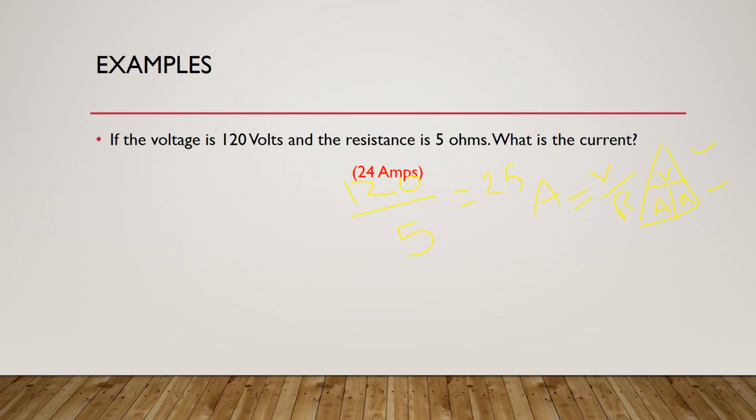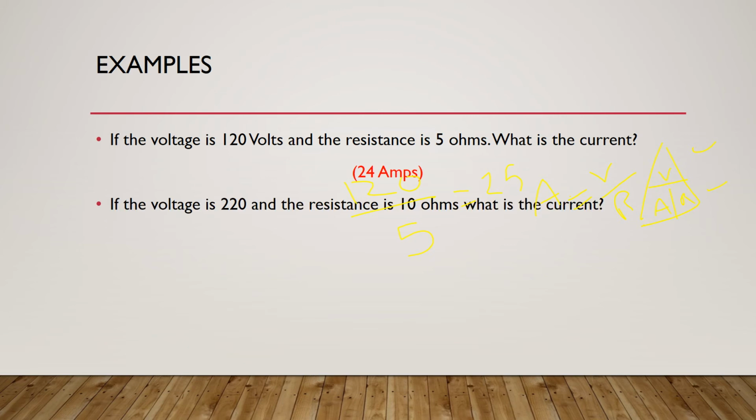Let me know if it makes sense to you at all. If the voltage is 220 and the resistance 10, what is the current? Again, the same thing. You do the division, and it should come up to 220 over 10, which is 22. Sorry, this is 22 amps.